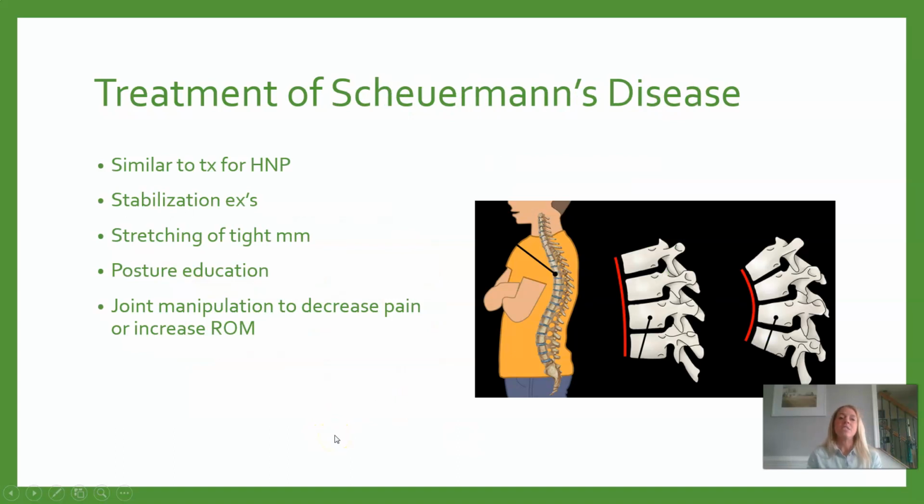And then treatment of Scheuermann's disease. Again, this is going to be similar to treatment for herniated discs, because this is when the disc can actually herniate up into the vertebral bodies above and below. And so they end up with more of an increased thoracic kyphosis because of that. So stabilization exercises, lots of scapular stabilization, postural correction, postural education, stretching of tight muscles, which is probably going to be your pecs and a lot of the anterior musculature.